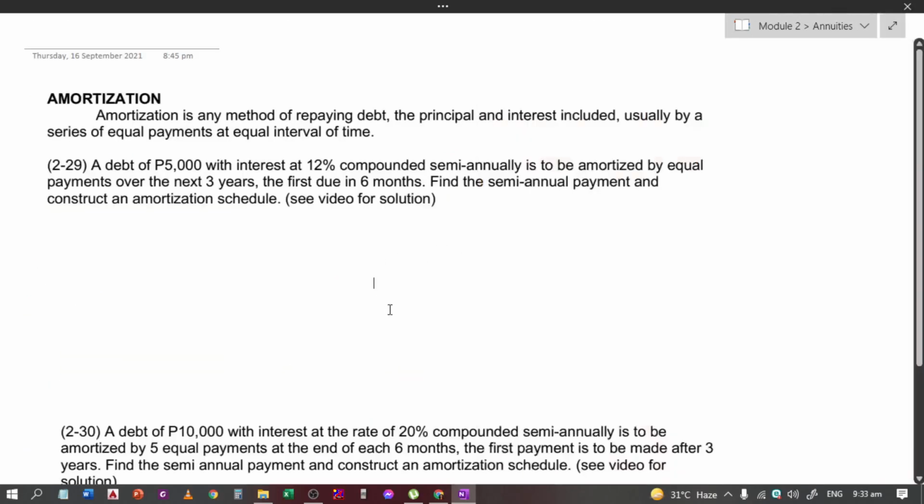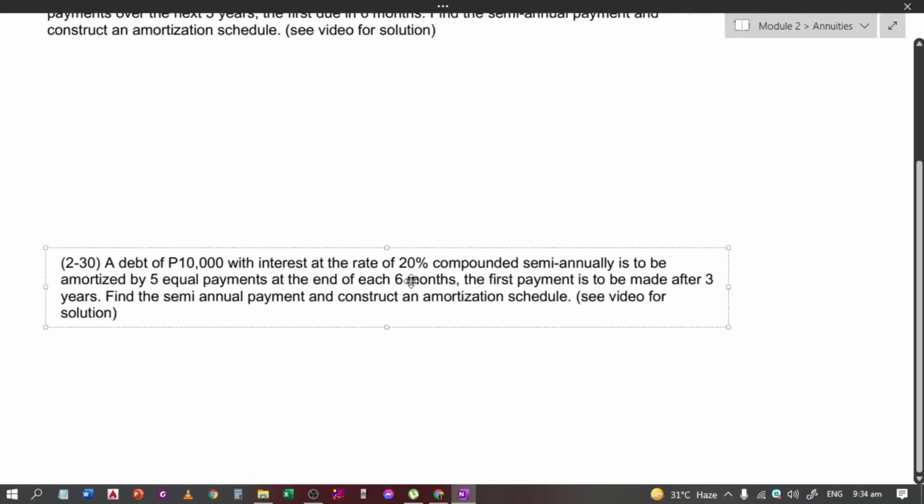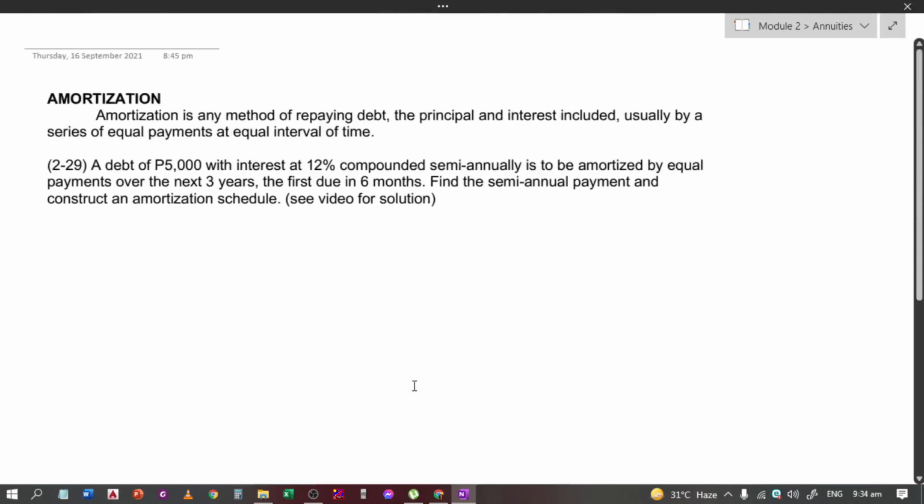And so, our next topic would be amortization. So, amortization is any method of repaying debt, the principal and interest included, usually by a series of equal payments at equal interval of time. So, ito, another application of annuity. So, dito sa amortization, kailangan lang natin gumawa ng amortization schedule. So, ano ba yung amortization schedule? So, doon natin makikita magkano ba yung nagiging interest per year, magkano na ba yung nabawas kapag nagbayad tayo ng gantong amortization. So, yun si amortization, yun yung annuity mismo.